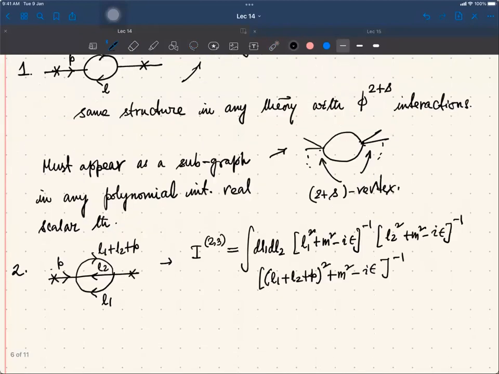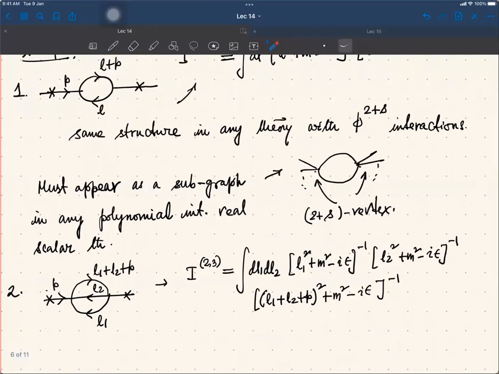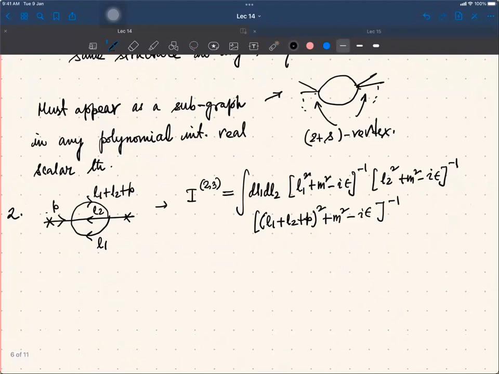This also has the same structure. There are 3 internal lines, and therefore it is a product of 3 factors whose general structure is a linear combination of momenta square plus m square minus i epsilon, inverse of that. And then what about the number of loops in the loop momenta? They are integrated over. And this contribution will be universally present in phi to the power 3 plus s theory.